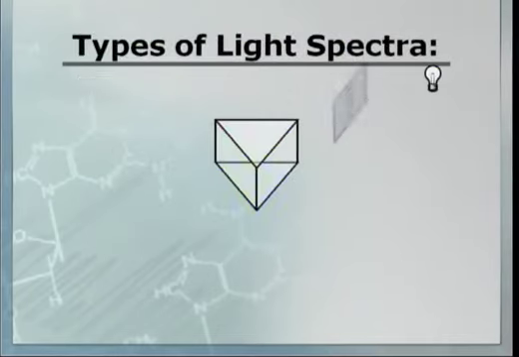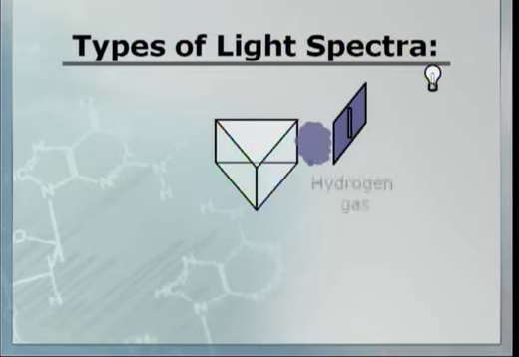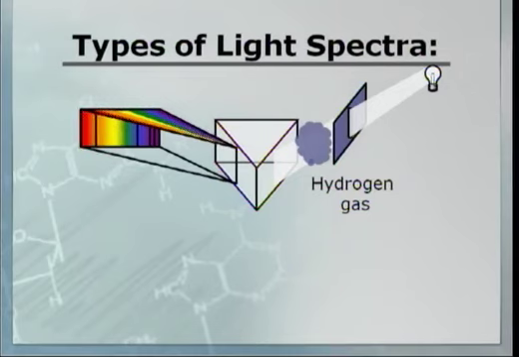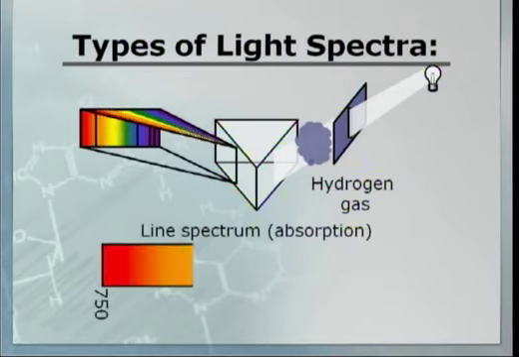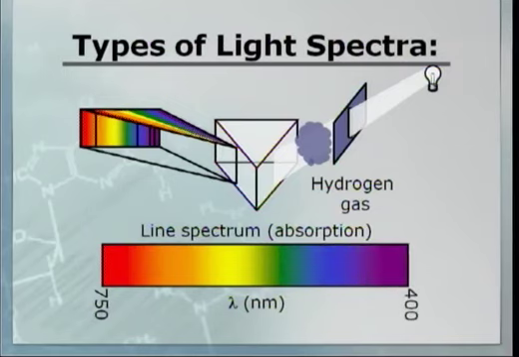If I have my incandescent light here, my slit here, and I just let the light go through, I would have a continuous spectrum. But this time, I want to put something in between. I want to put some hydrogen gas in between the light source and the prism itself and see what happens. When I do this, I notice something very interesting. Here I have now a spectrum that looks like a continuous spectrum, except there are certain lines missing from the colors.